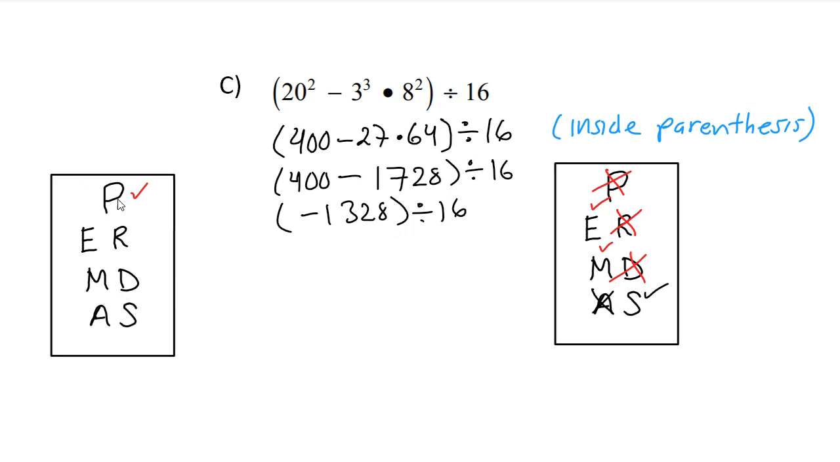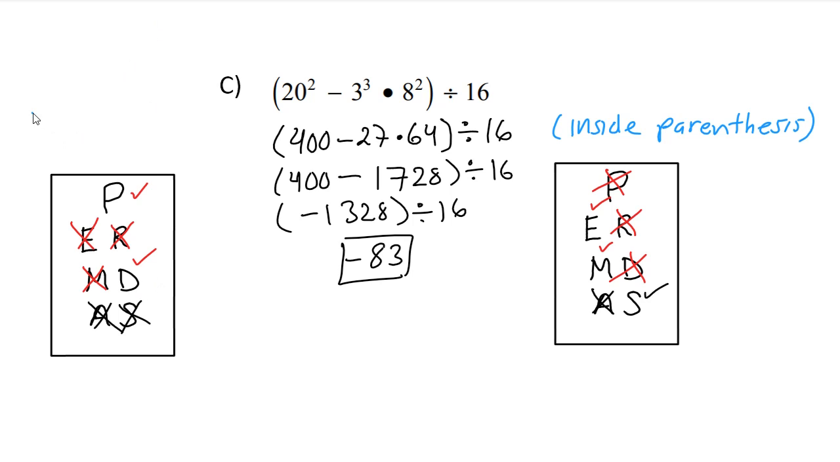Now I need to go outside the parentheses and ask myself, do I see any exponents? And the answer is no, no exponents. Any roots? No. Any multiplication? No, I do see a division. So I'll go ahead and take care of this one. So I need to divide by 16. It's going to give us an answer of negative 83. Okay, and that was it. Obviously, no addition, no subtraction.